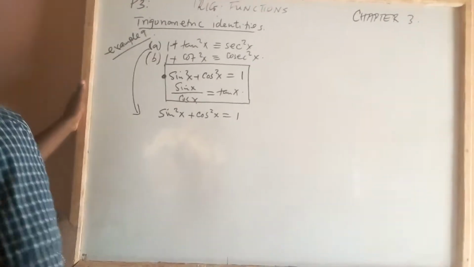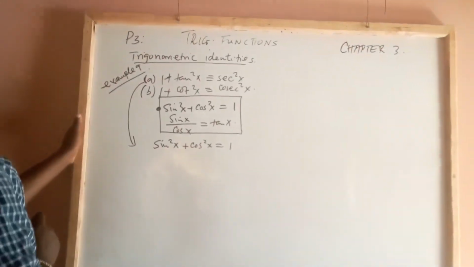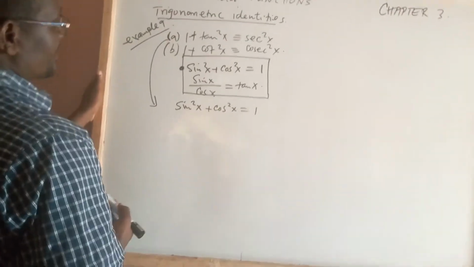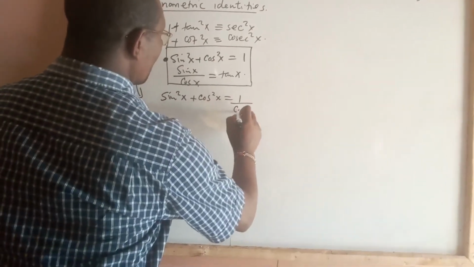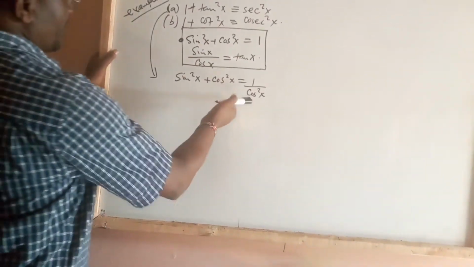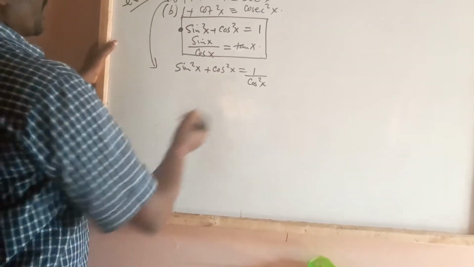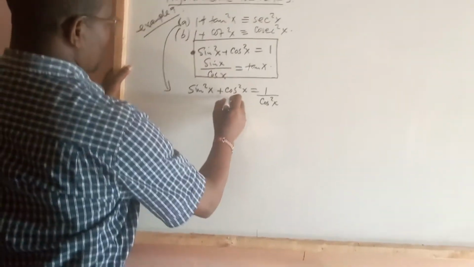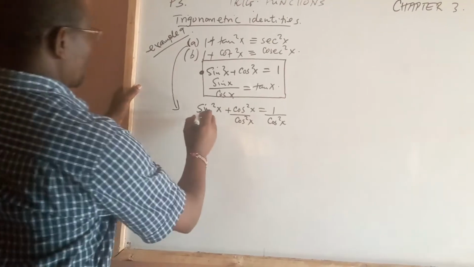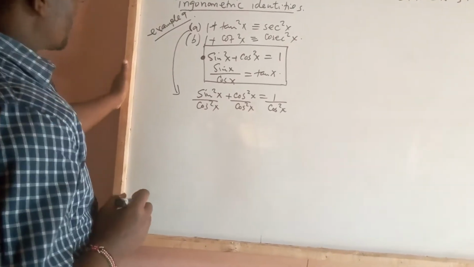So if we wanted to get the sec squared of x on the right hand side, that means we must divide 1 by the cosine squared x. If we divide by the cosine squared x, we will get the sec squared x. But the division by the cosine squared x should not just happen on one term. It should happen on all terms, to avoid changing the original value of our expression. So everything is divided by the cosine squared of x.